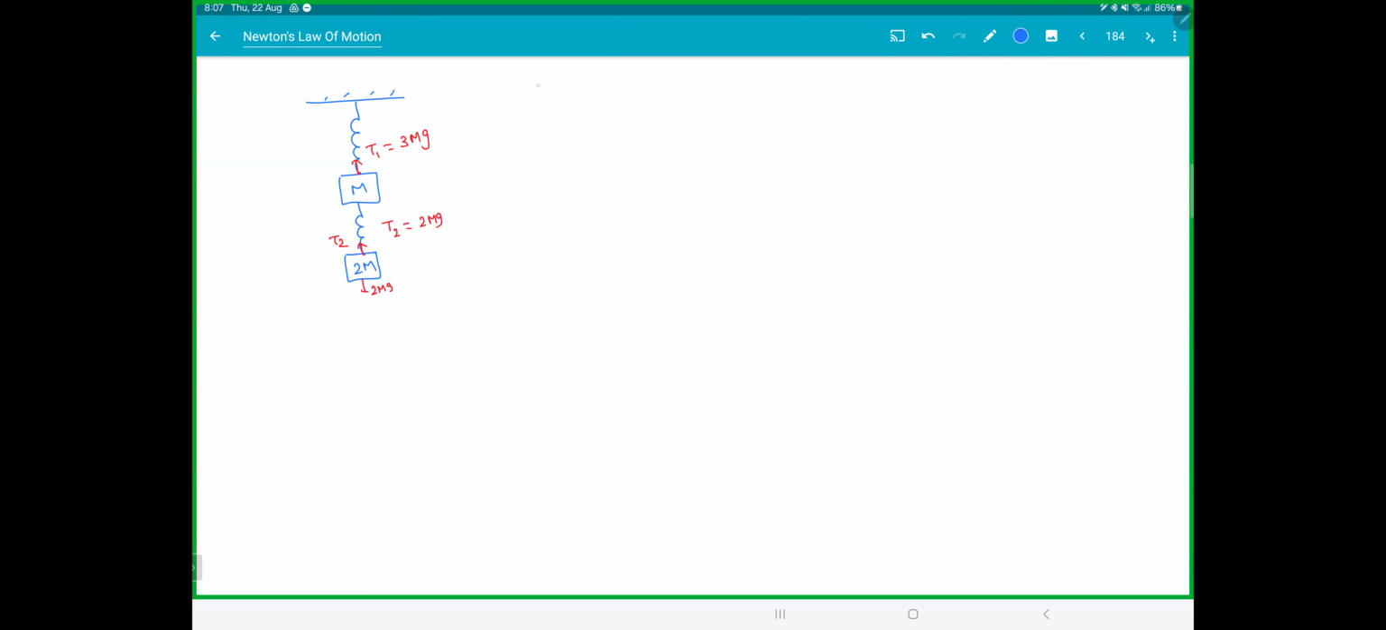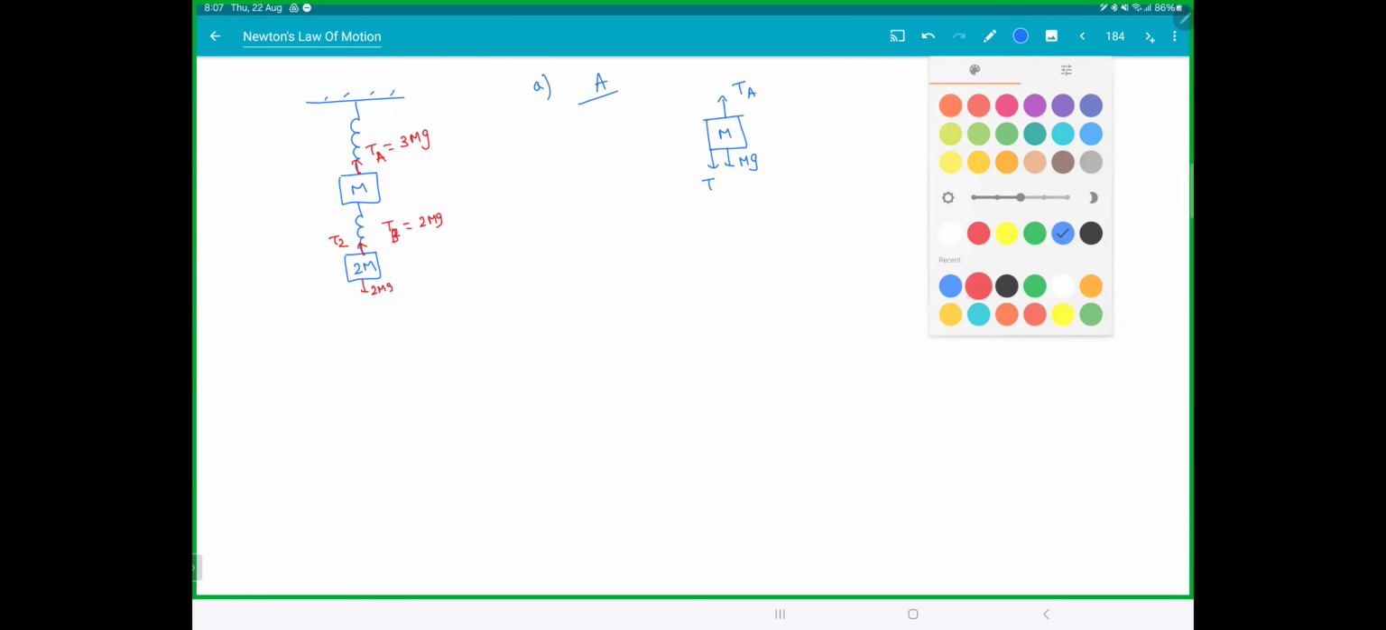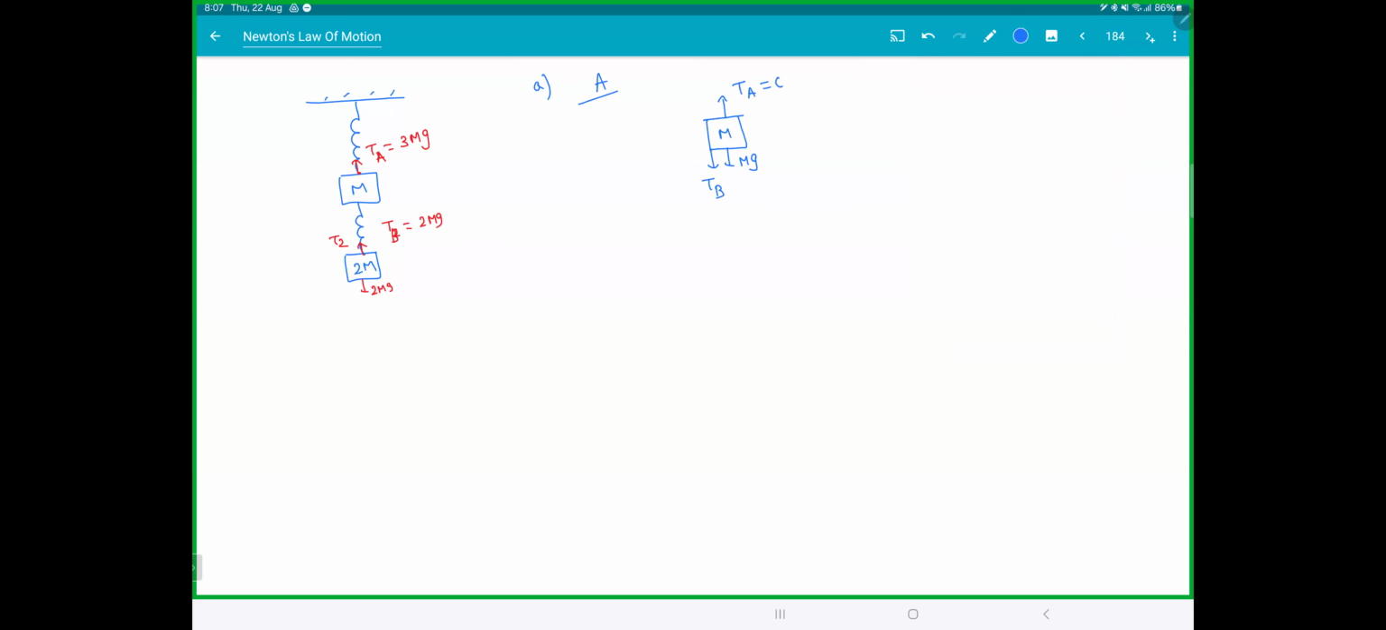The first part we are doing, you're cutting at A. The moment you cut at A, if you draw the FBD of M, there is tension at A, your own weight mg, and this is T2. Let's call these TA and TB, better. Now TA became 0 because you cut the string. The remaining tension TB is unaffected, so that will remain 2mg.